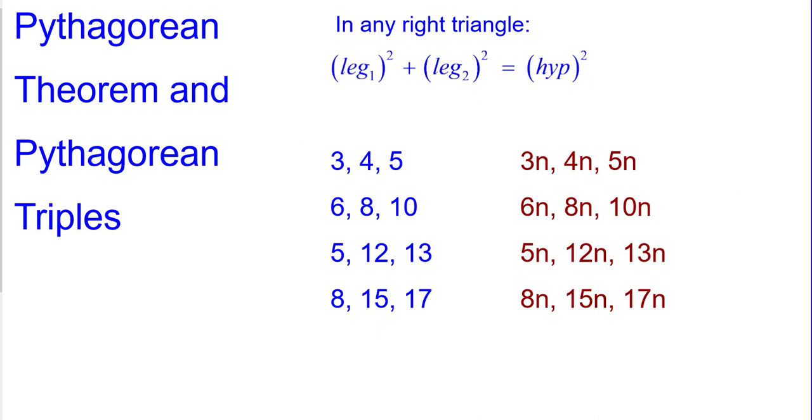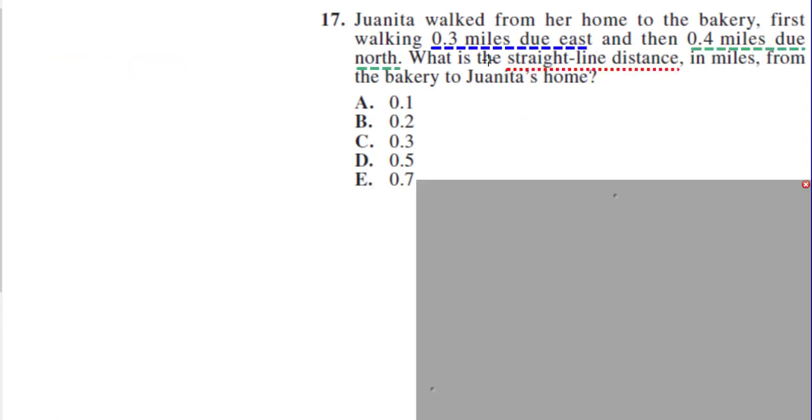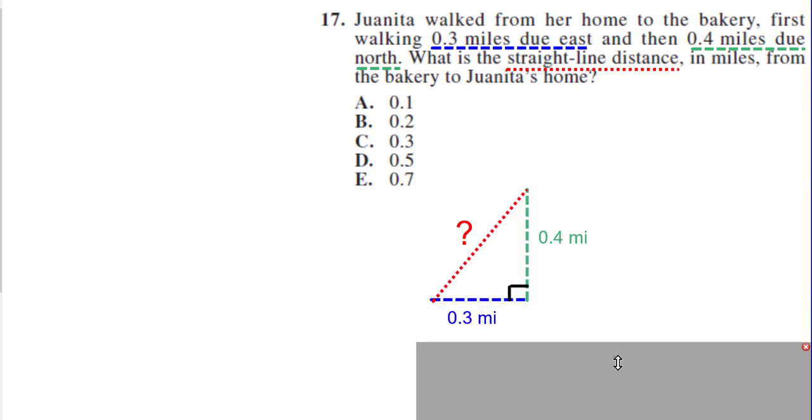Pythagorean theorem in triples. Number 17, pause is needed. So 0.3 miles due east, 0.4 miles due north, straight line distance. So I went ahead and drew a right triangle, 0.3 due east, 0.4 due north, and this is the straight line distance that we want to find.